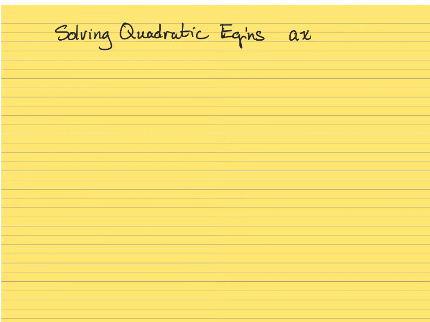All right, so in 6.6, what we're doing is we're solving quadratic equations. Okay, now a quadratic equation looks like this: ax squared plus bx plus c equals 0. Basically, a quadratic equation is an equation where you have an x squared term, as opposed to a linear equation, which has just an x term.